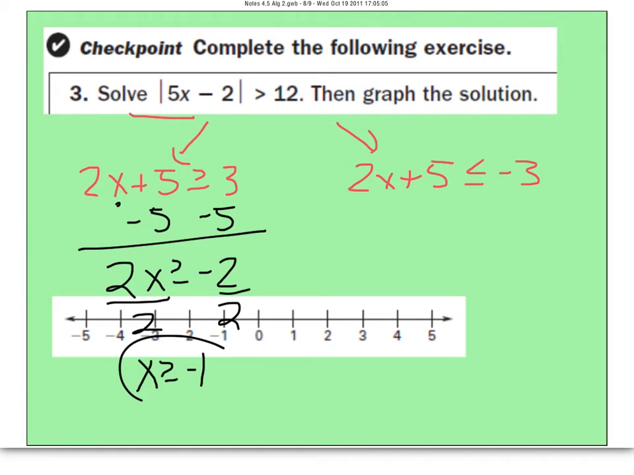Now to graph, you may not know what 14 over 5 is, so you can just get your calculator out, type 14 divided by 5. This is 2.8. So if it helps you, I'm going to jot this down. x is greater than 2.8. So I'm going to go to 2.8, which is between 2 and 3, right about here. Open circle. I'm going to go to negative 2, open circle.